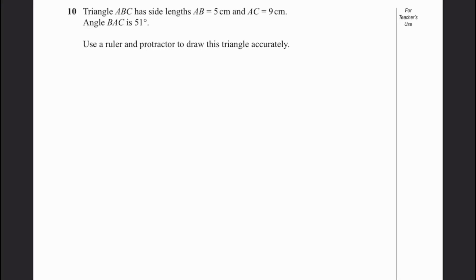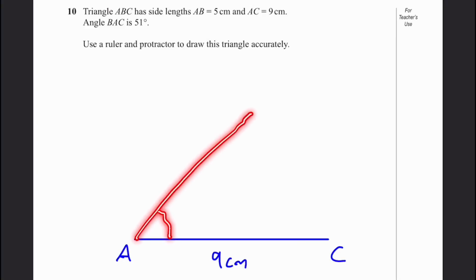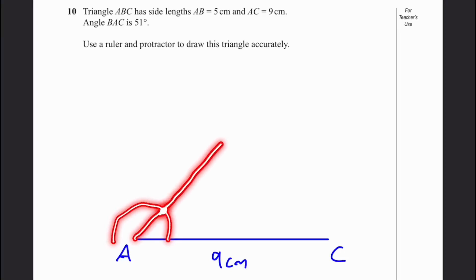First, draw any line as a base. I'm going to draw AC as the base. Remember to mark A and C. So this is 9 centimeters. Mark that as well. Now, angle BAC is 51 degrees, which means it'll be something like this, because A is the center. So we need to keep our protractor here and look at where 51 is. And then we draw a line straight through that.